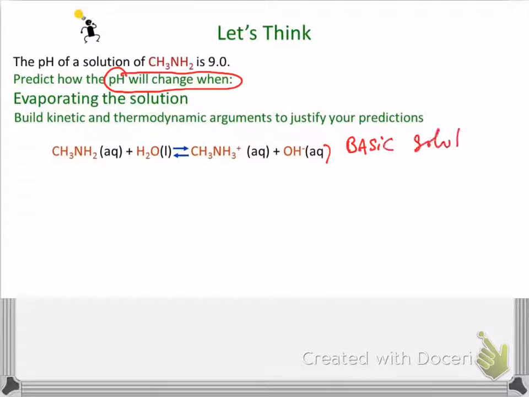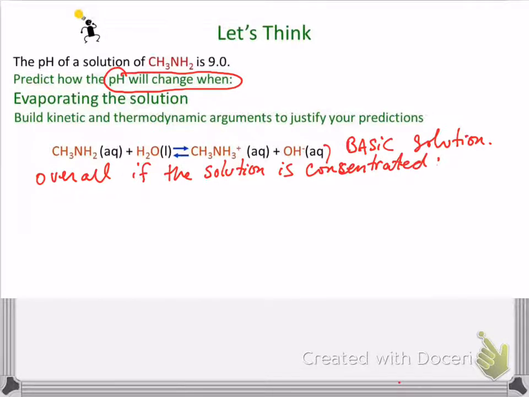In general, because it's a basic solution, the pH is going to go up. You have a basic solution, you're increasing the concentration of hydroxide ion, so the overall effect will make the solution more basic. You're concentrating a basic solution, it's going to become more basic. You concentrate an acidic solution, it becomes more acidic, and of course, vice versa. The acid solution becomes more acidic if you evaporate, and the same with the base. So pH increases. But let's make the kinetic and thermodynamic arguments in terms of the prediction.